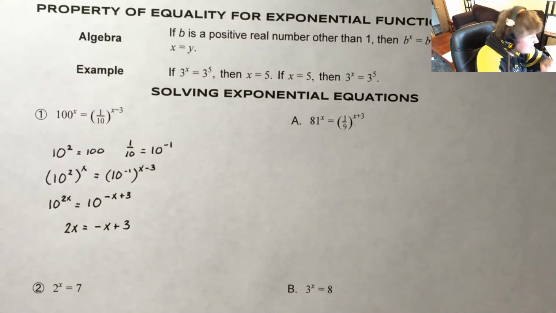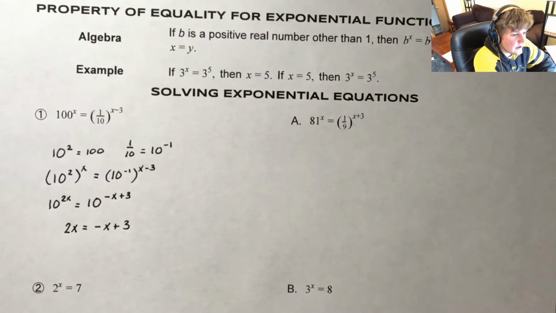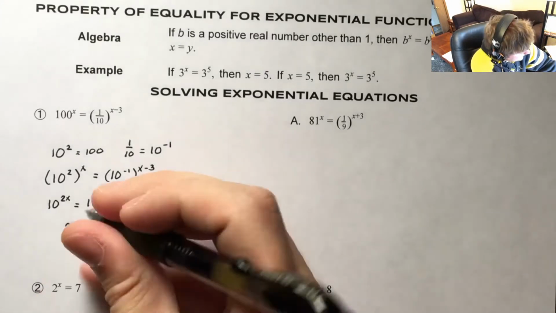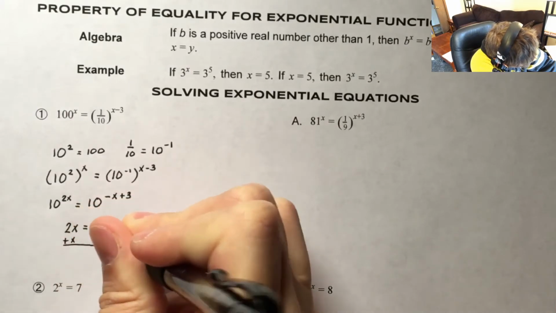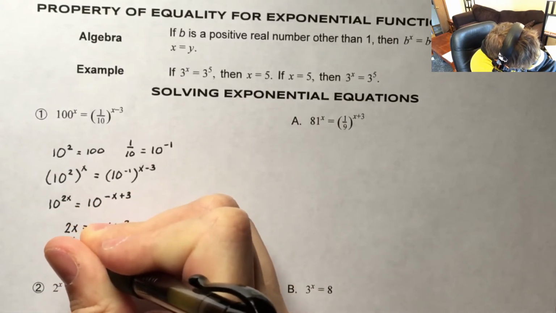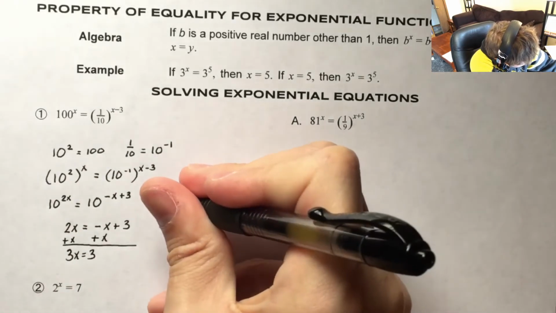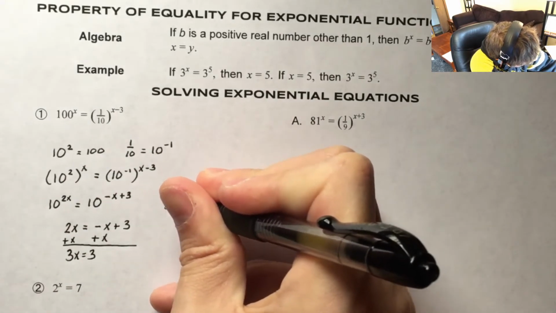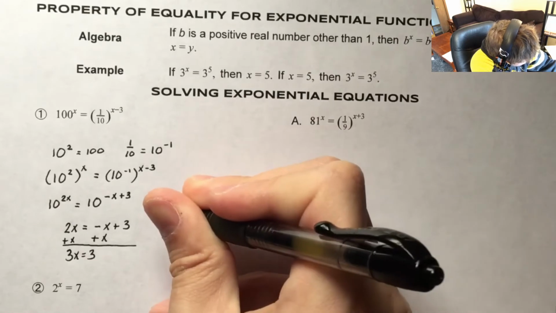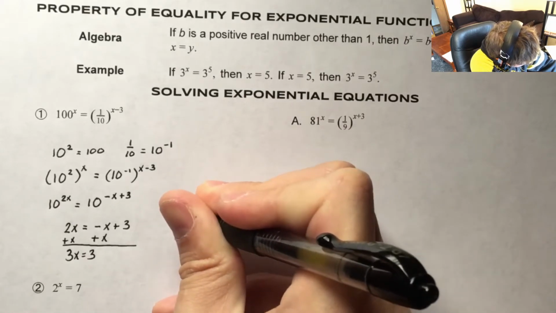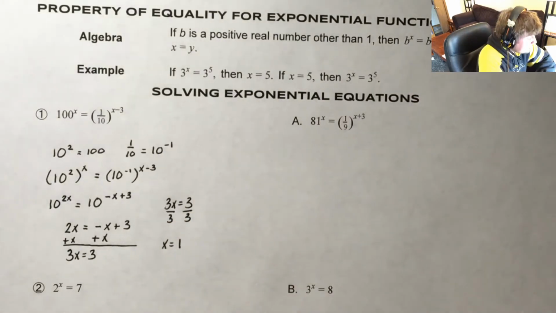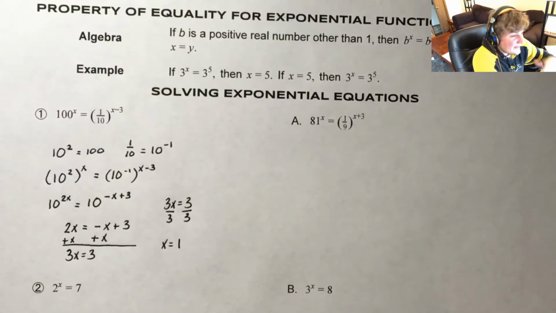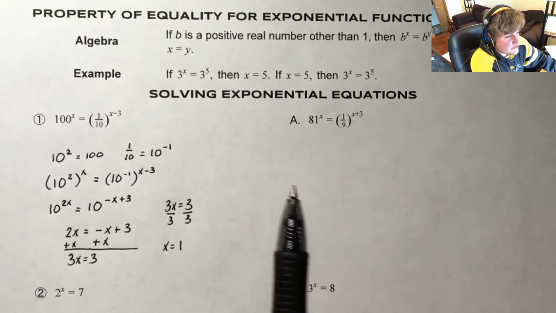Okay, and then this just becomes just a standard equation for us to solve. I can add x to each side to get 3x is equal to 3. And since 3x is equal to 3, 3 times x, I can divide by 3 to isolate my variable and find out that x is just equal to 1. Okay.